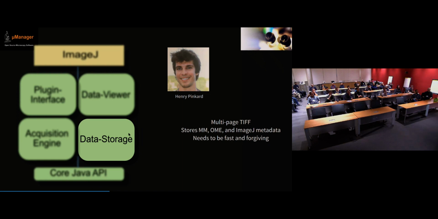But Henry played a big role in writing this multi-page TIFF format that stores the Micro-Manager metadata, the OME metadata, the ImageJ metadata, and you can more or less open it everywhere, although it has all these funky things because it cuts off after 4 gigabytes and does it in chunks because it doesn't do BigTIFF, and so on. The good thing is that by now this is all relatively well separated out, so other data formats could in principle be put in there.